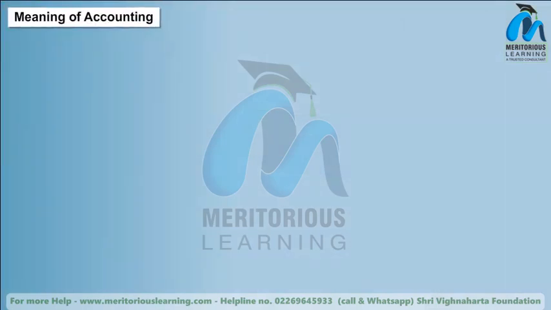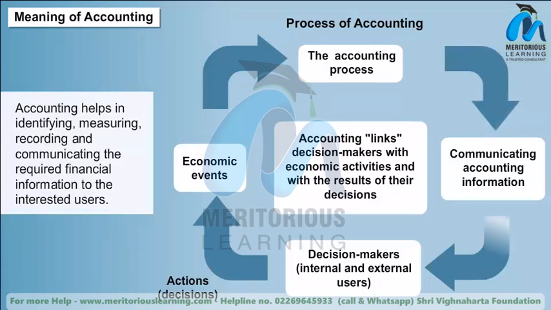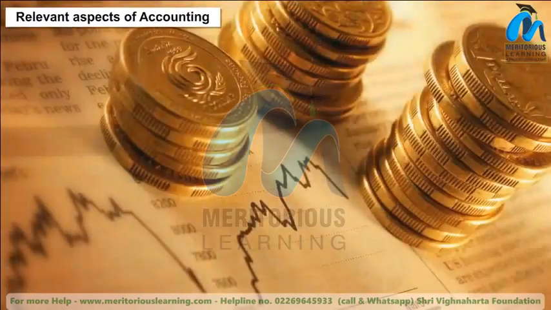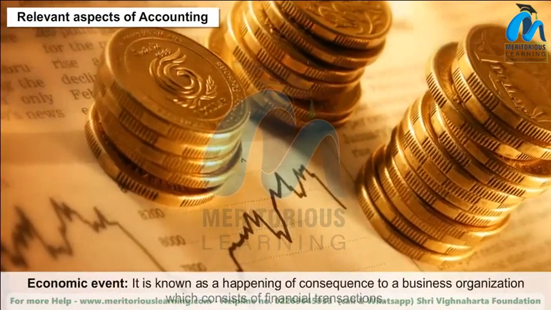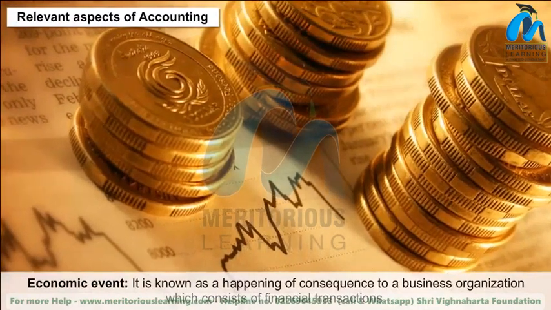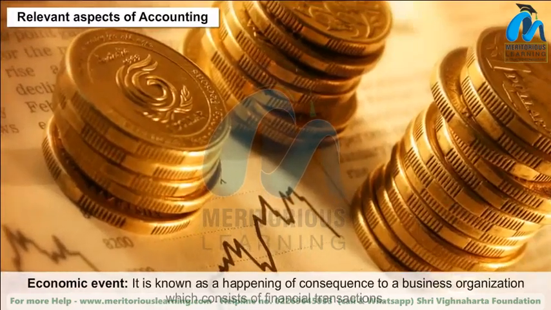Meaning of accounting. Meaning of accounting has been specified in the given diagram. It helps in identifying, measuring, recording, and communicating the required financial information to the interested users. Relevant aspects of accounting. Economic event. It is known as a happening of consequence to a business organization which consists of financial transactions.